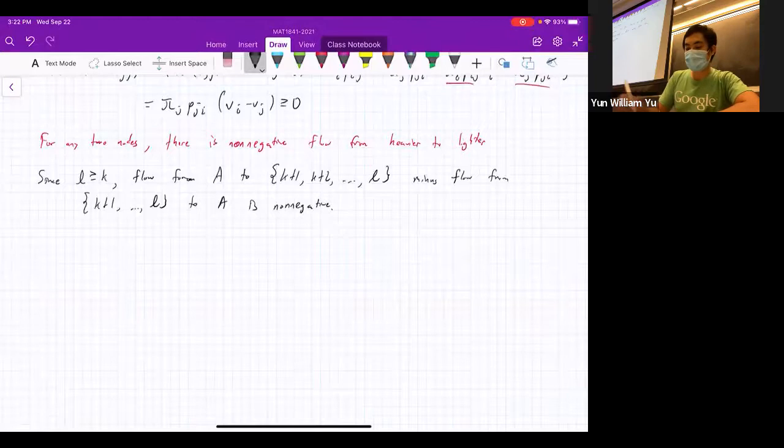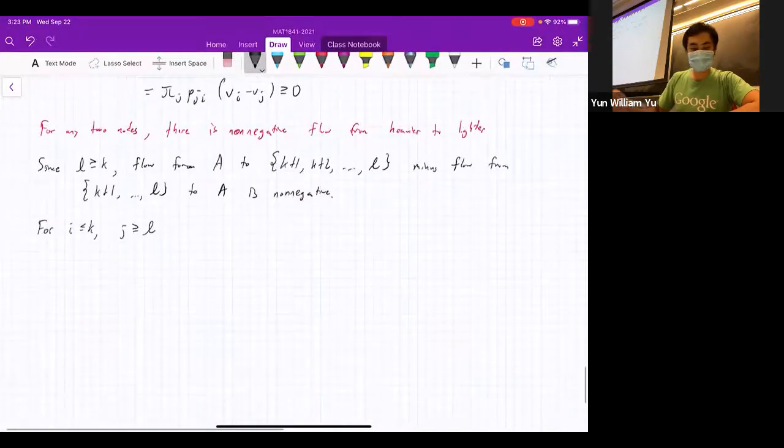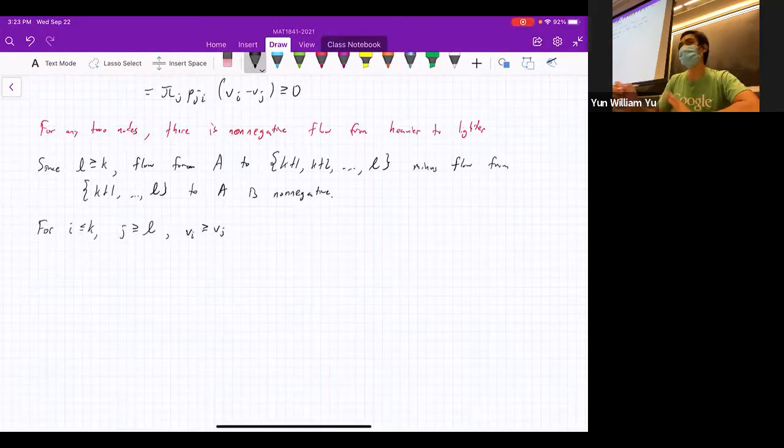And now we're going to be doing a lot of playing with indices. And so please, if you see me doing a wrong index, catch me because it gets quite complicated. So for i less than or equal to K, and for j greater than or equal to L, remember our K and L were, L is greater than K. We know that Vi is greater than or equal to Vj. Okay, so that's just by our indexing. And we know that Vj is less than or equal to VL plus 1.